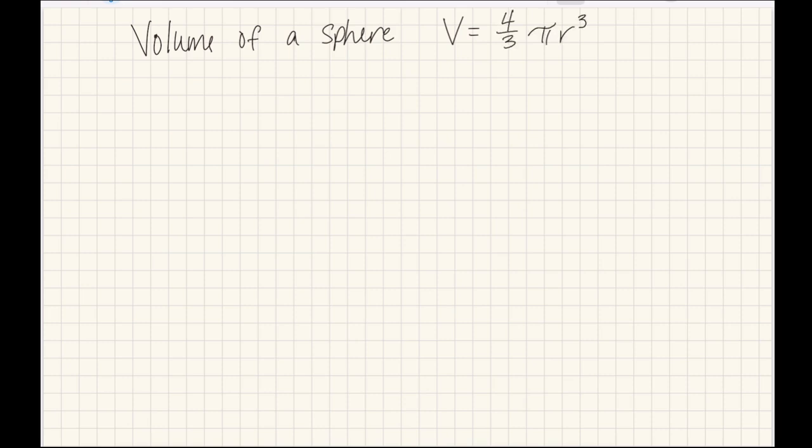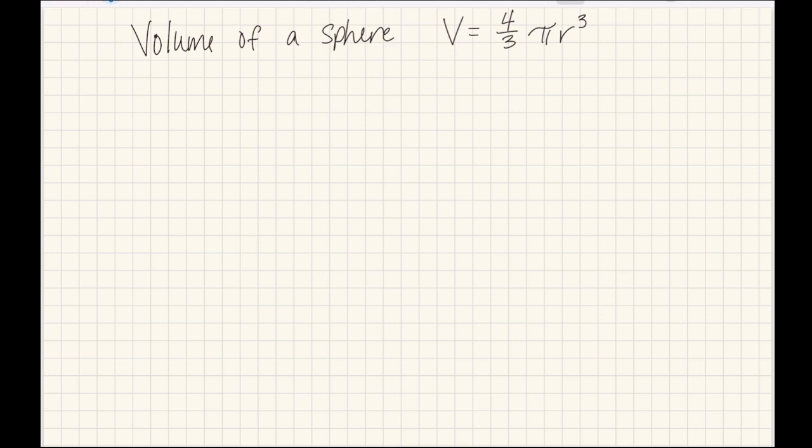Okay, spheres. So we can find the volume of a sphere as well as the surface area of a sphere. So to find the volume of a sphere, here's your formula. We have volume is equal to 4/3 pi r cubed, because it's volume.